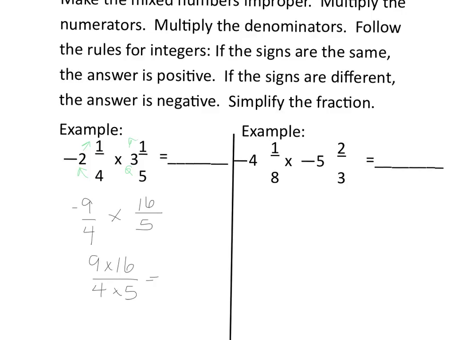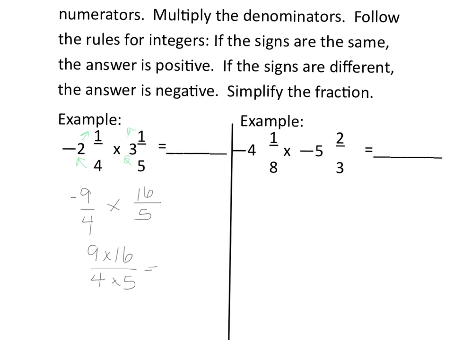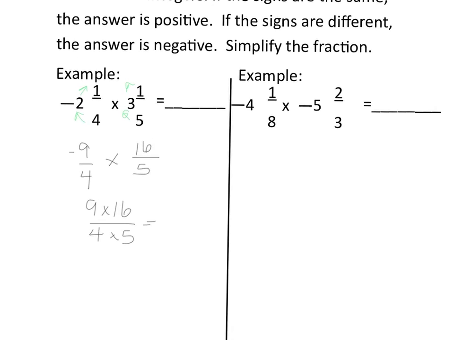Once again, I will show both ways to simplify when we are dealing with fractions, and whichever way you prefer is totally fine to go with. So first we have 9 times 16 equals 144 over 4 times 5 is 20. Using our three numbers, 2, 3, and 5, we can simplify by 2, getting us 72 over 10.